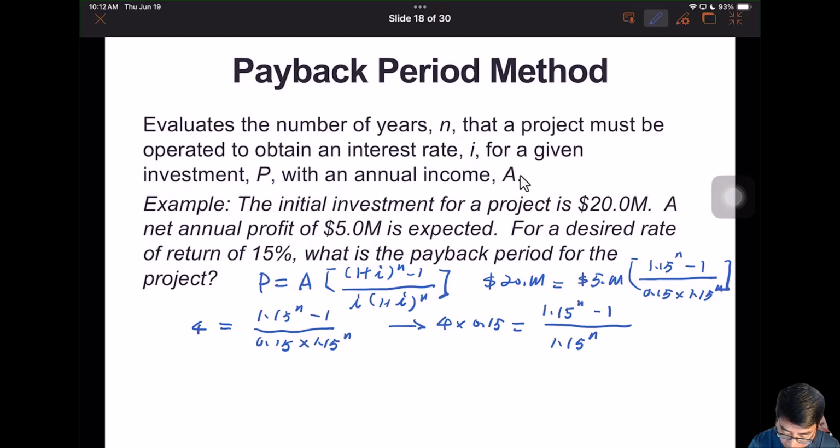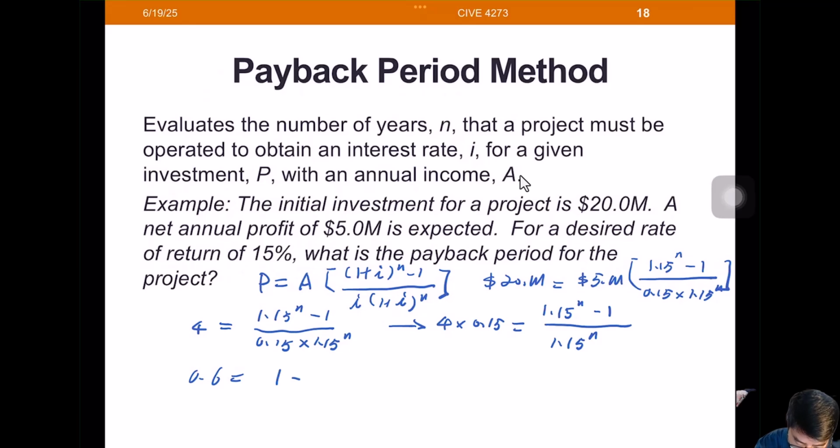And then we can rewrite this side of the equation as follows. 0.6 equals this divided by this, which is going to be 1 minus 1 over 1.15 to the nth. And we can move this to the left side of the equation, move this to the right side of the equation, and we can get 1.15 to the nth equals 0.4. And then 1.15 to the nth equals 2.5.